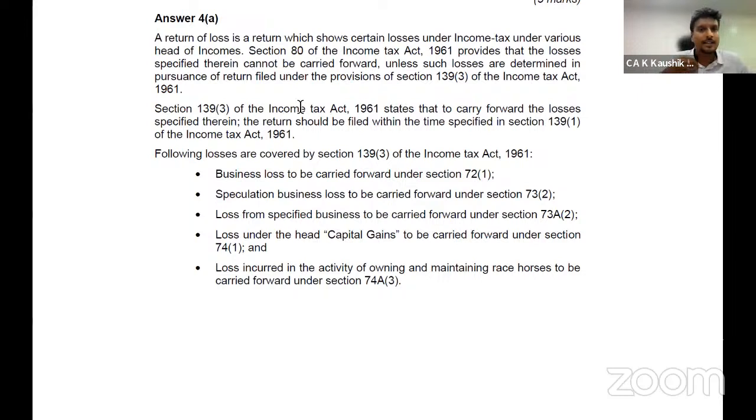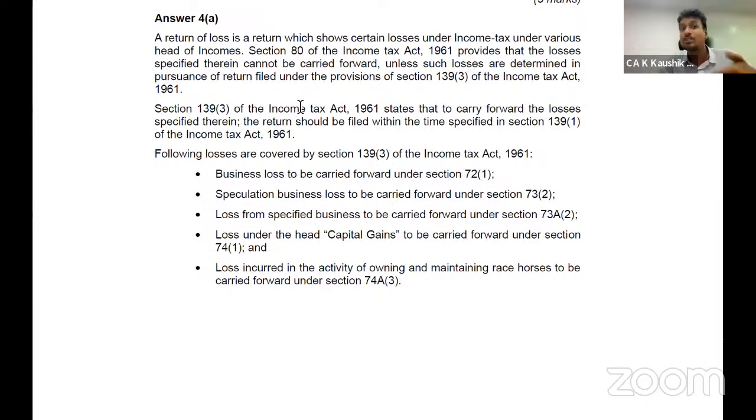What is the due date? 31st July, 31st October, and 30th November. 30th November is applicable for cases where transfer pricing is applicable. Where a case is applicable for tax audit, the due date for filing return of income is 31st October, and where none of the audits are applicable, 31st July. So this is the thing.